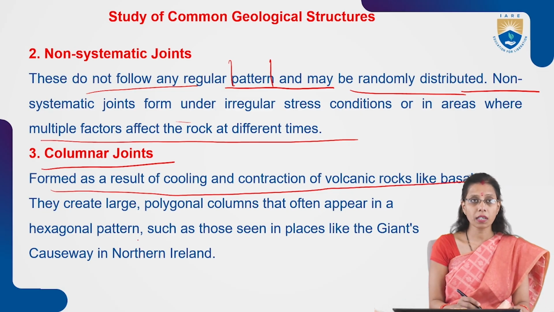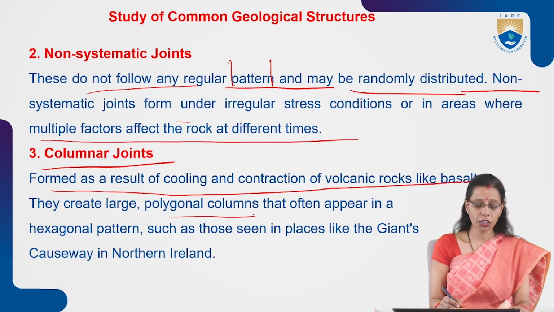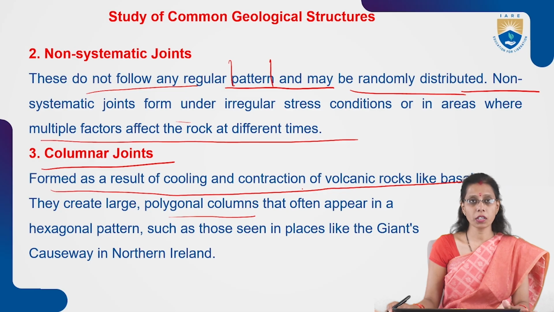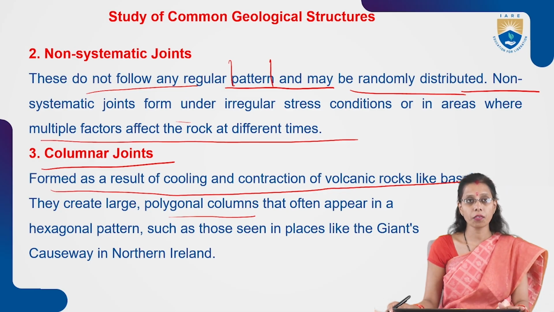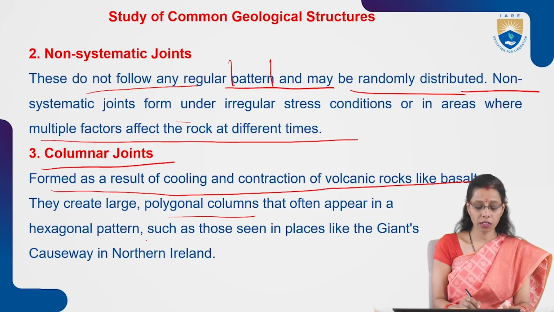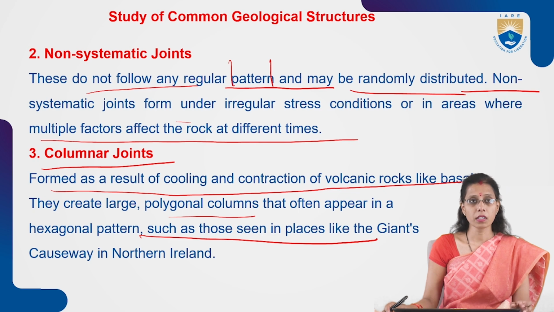Next, we have columnar joints, formed as a result of the cooling and contraction of volcanic rocks like basalt. They create large polygonal columns that often appear in a hexagonal pattern, such as those seen in places like the Giant's Causeway in Northern Ireland.